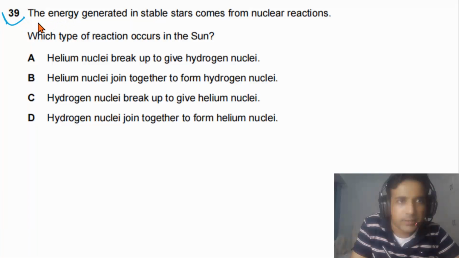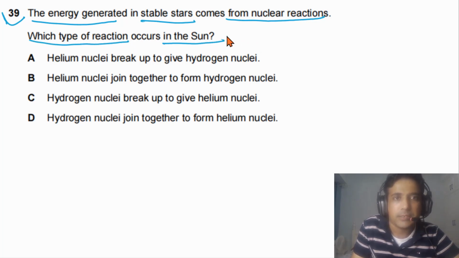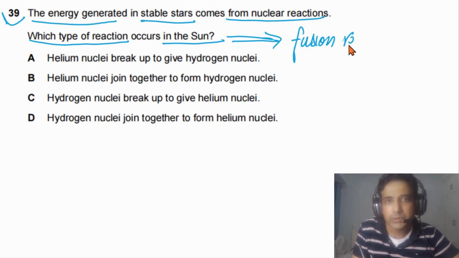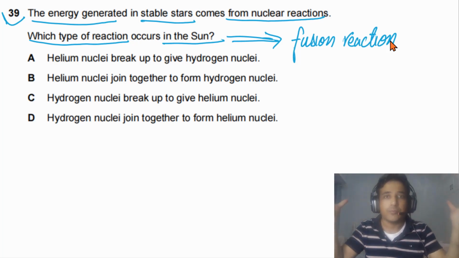Question 39 says, the energy generated in stable stars comes from nuclear reactions. Which type of reaction occurs in the sun? So we need to understand fusion is taking place in the sun. Fusion. So fusion is very important. So we can say fusion reaction takes place in the sun, and sun is generating a lot of energy.